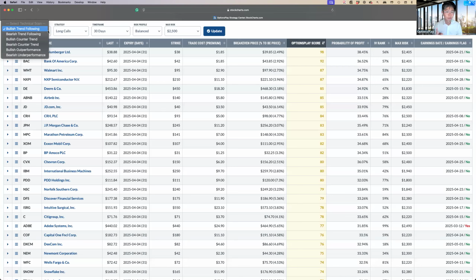And what we have are 3 different categories within bullish and bearish. You have trend following ideas. So that's pretty obvious, and I'll show you some of the charts that help you visualize what a trend following idea looks like. We have counter trend ideas.